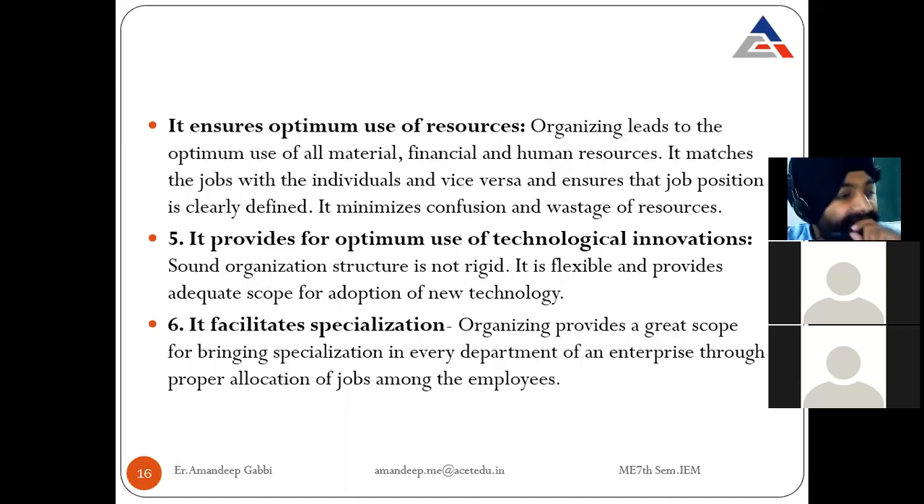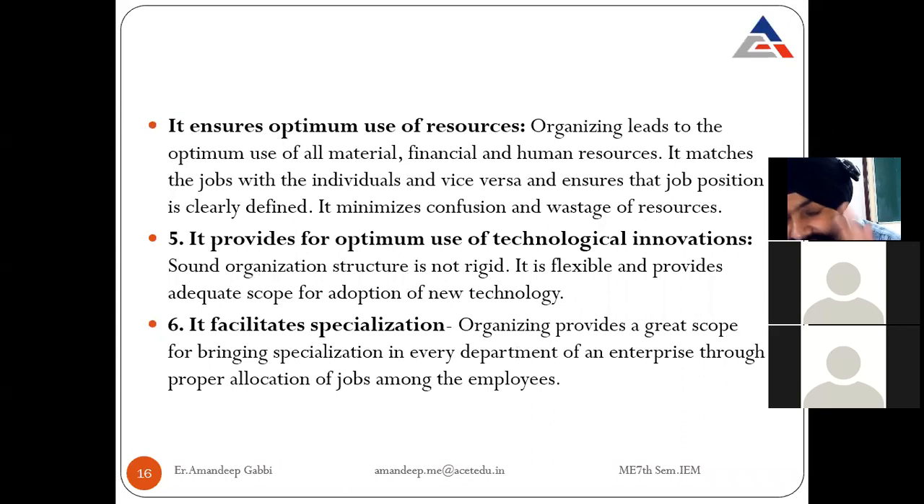Right, if one task is given to one person, then it will lead to increased utilization of resources, like ground utilization, human resources utilization, and all that. It matches the job with the individual and vice versa, so that the job is clearly defined. So in this, the particular job is clearly defined. Right? One person has to teach.